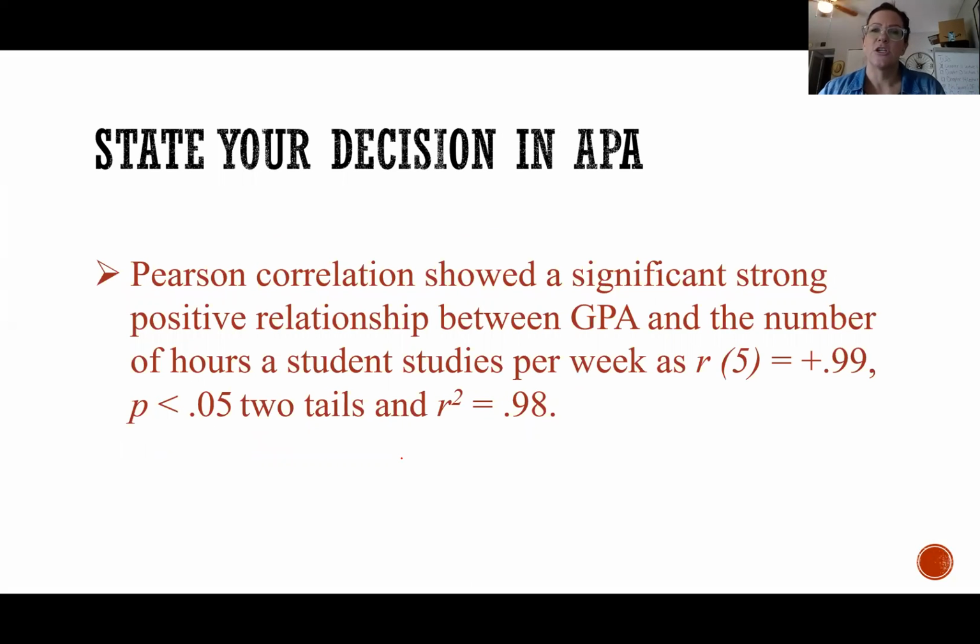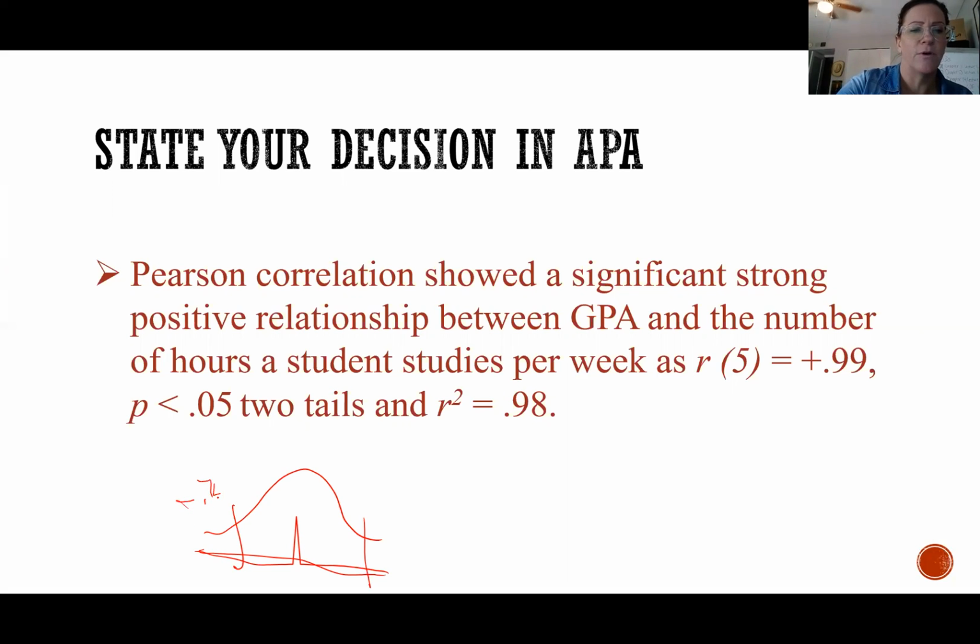So now we can state our decision in APA. It was significant, because if you remember, 0.99 is larger than the critical value, which was 0.754. Over here, we had negative 0.754. Over here, we had positive 0.754. Anywhere in the tails would be significant. Well, 0.99 is way over here. So that is significant. And it shows a positive. So it's a strong positive relationship.